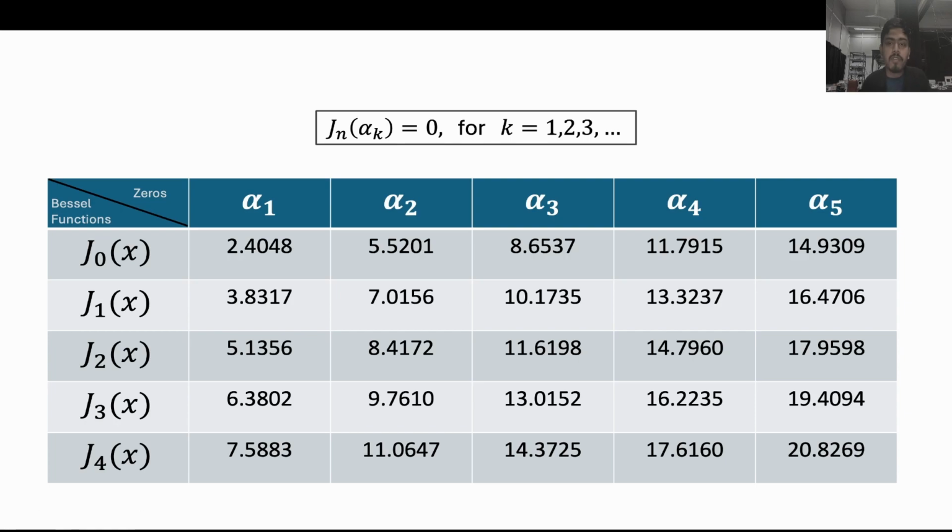Here I have made a chart of a few zeros of Bessel functions for J0(x), J1(x), J2(x), J3(x) and J4(x). For J1, J2, J3 and J4, x equals 0 is already a zero, but other than that, these are the values of x where these functions will be 0.